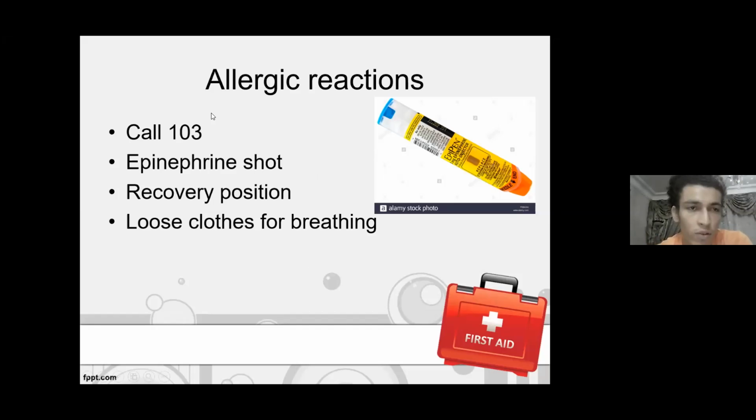Any other questions? Cortisol depends on the type of the allergic reaction, and we can't specify it in the first aid situation, but the internal specialist or the emergency room will decide what type of medication the patient will take.